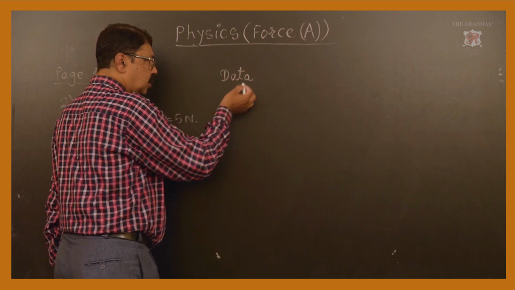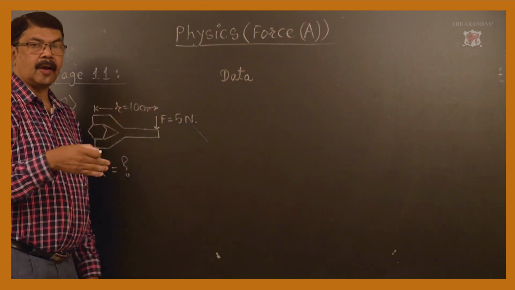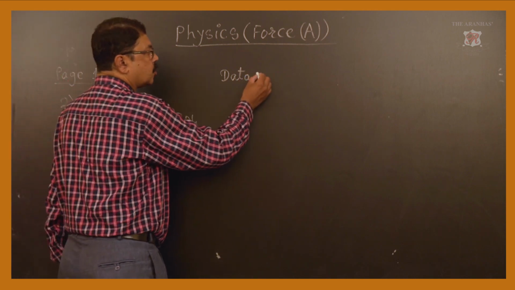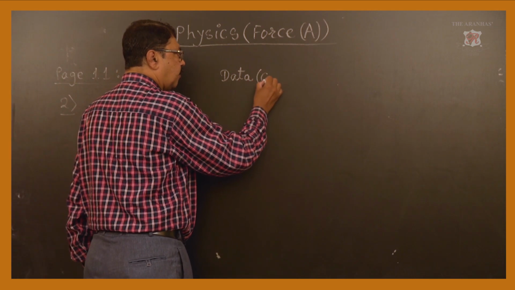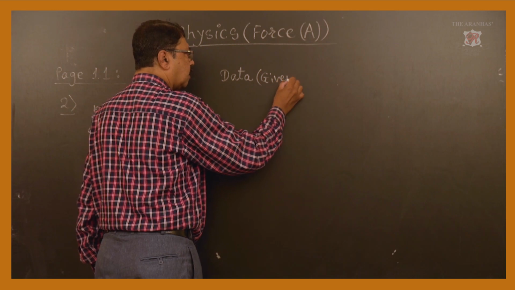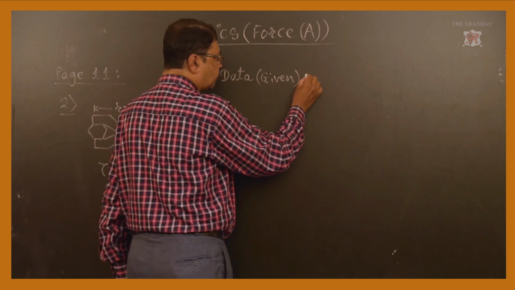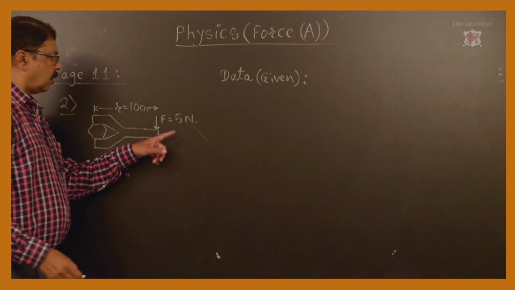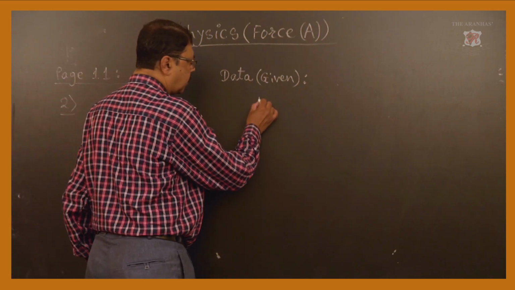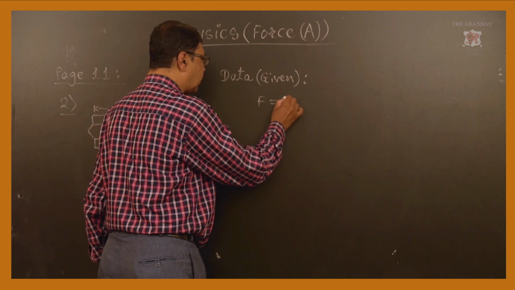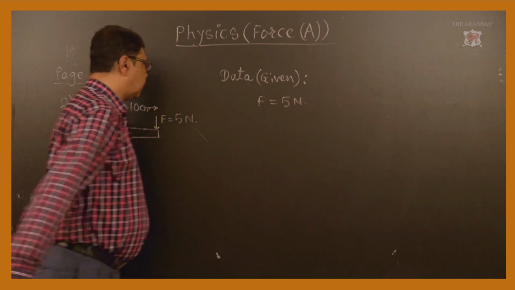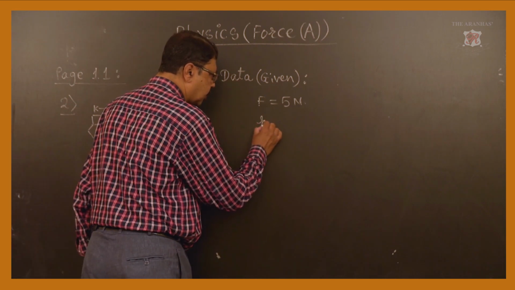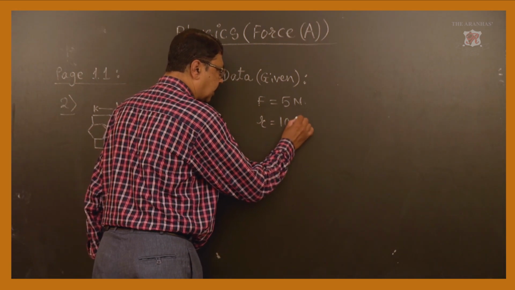So I am using this method, a particular format in which numericals related to physics are supposed to be solved. If you find difficulty with the word data, then you can write given. What is given? Force F equal to 5 Newton. Perpendicular distance or the length of the wrench is 10 centimeter.